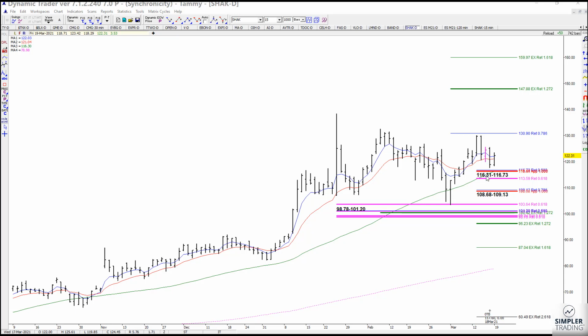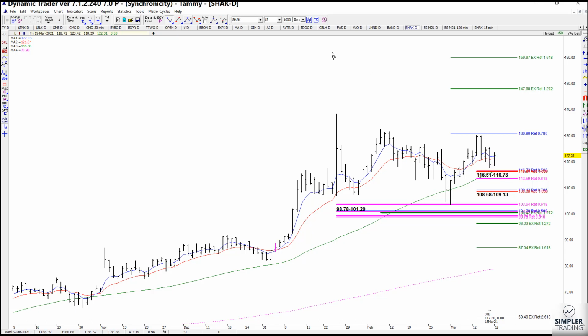I have two different setup zones for you here that are more recent setup zones, and those are the ones that I'm looking at. 116.31 to 116.73 and 108.68 to 109.13. Now, we didn't have an exact hit of that zone, but your risk is defined by that zone. So if you would like to use that, that is your zone of risk.